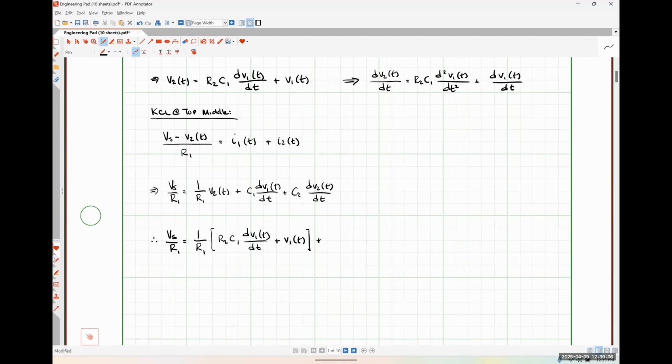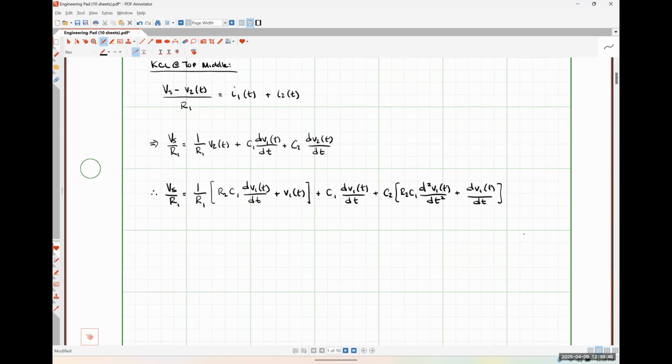Now I just have my C1 dV1 by dt, and then C2, and I'm going to substitute in that derivative relationship from above. So that's going to look like R2 C1 times the second derivative of V1 with respect to time plus dV1 with respect to time.